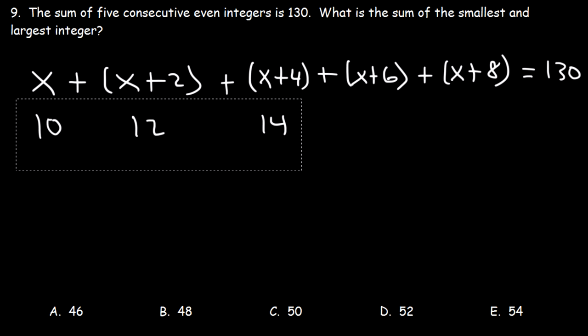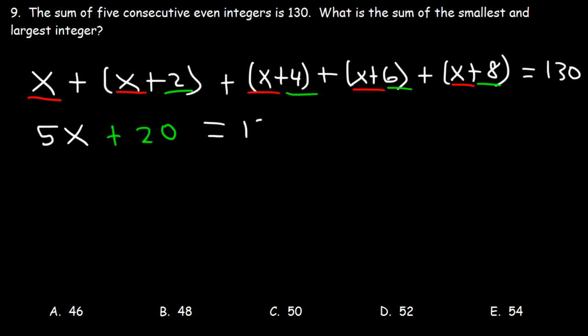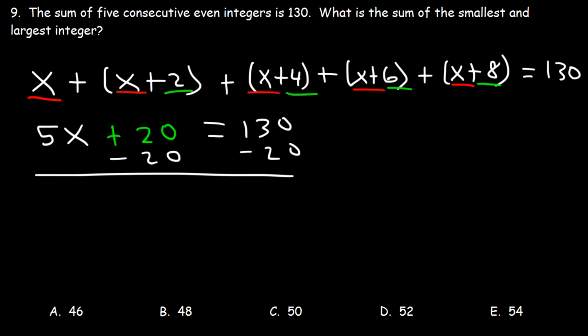Now let's go ahead and find the value of x, which is the value of the first integer. X plus x plus x plus x plus x, 5 times, is 5x. 2 plus 8 is 10. 4 plus 6 is 10. 10 plus 10 is 20. So 5x plus 20 is 130. Now let's subtract both sides by 20. 130 minus 20 is 110. And now we need to divide both sides by 5.